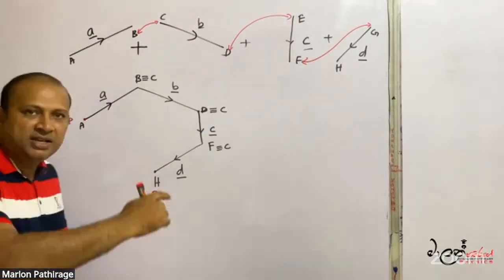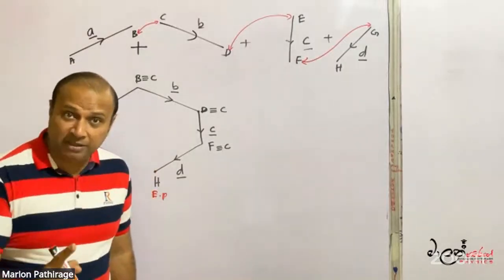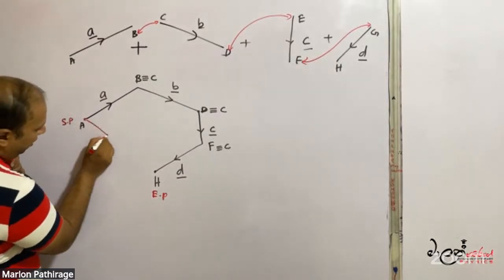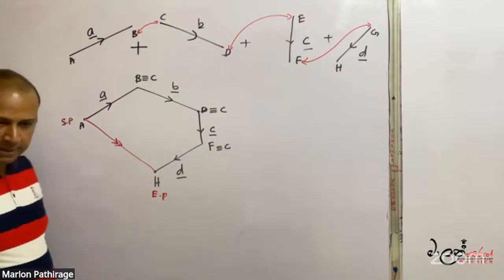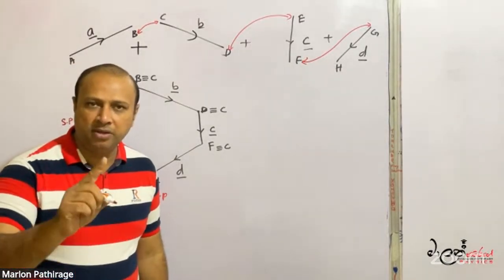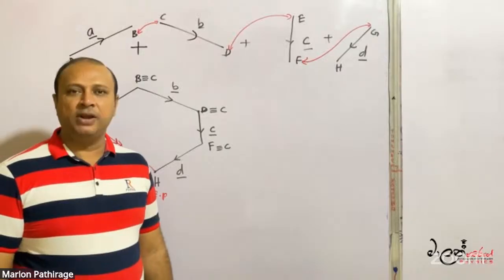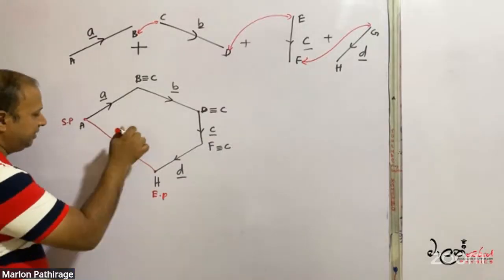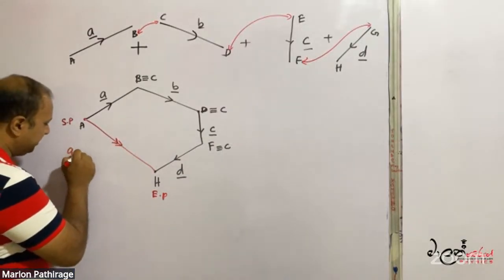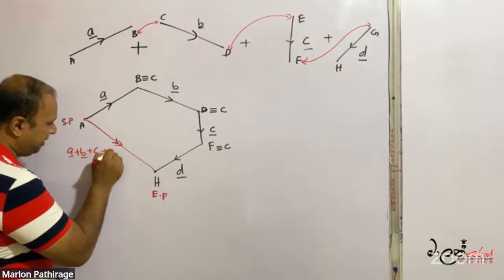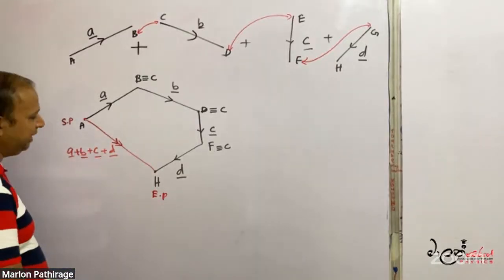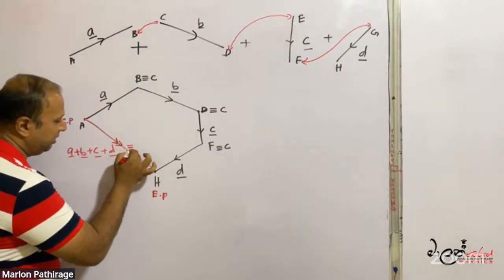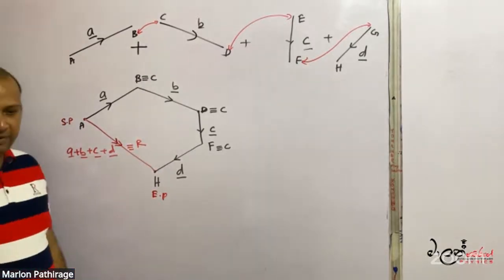So if you construct a vector from this starting point to the end point, you will have the addition of those vectors. This vector represents the addition, that means A plus B plus C plus D. Therefore, this should be the resultant vector.